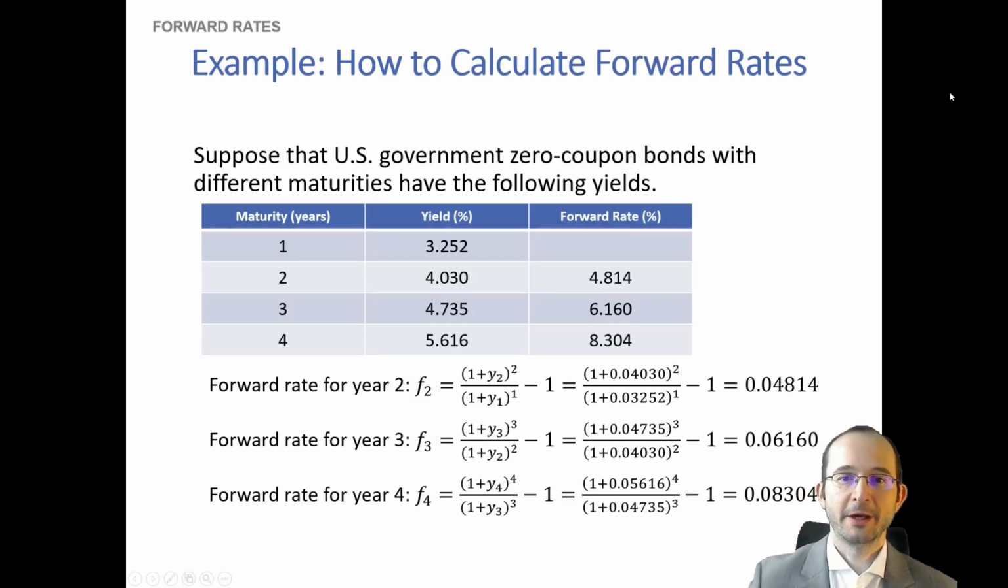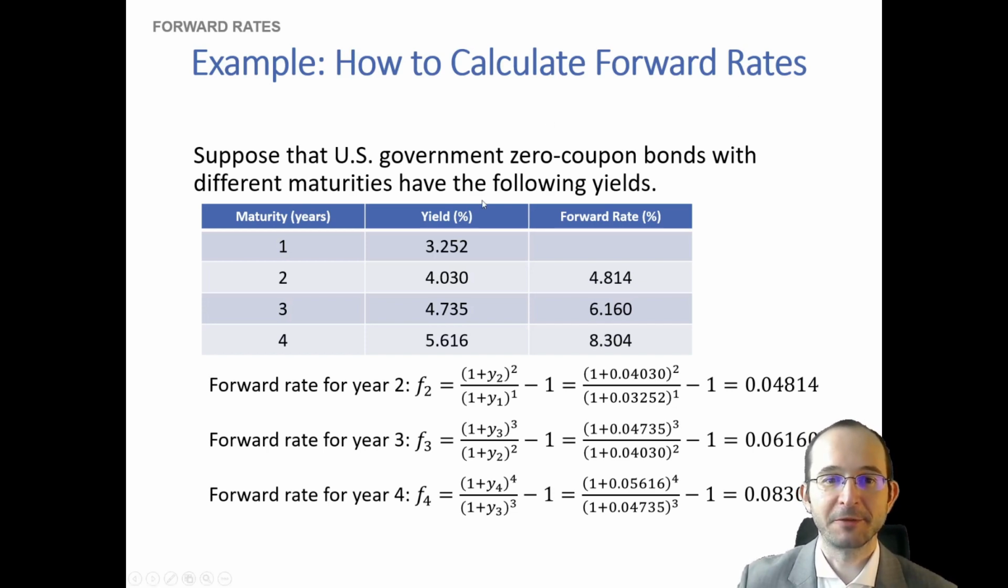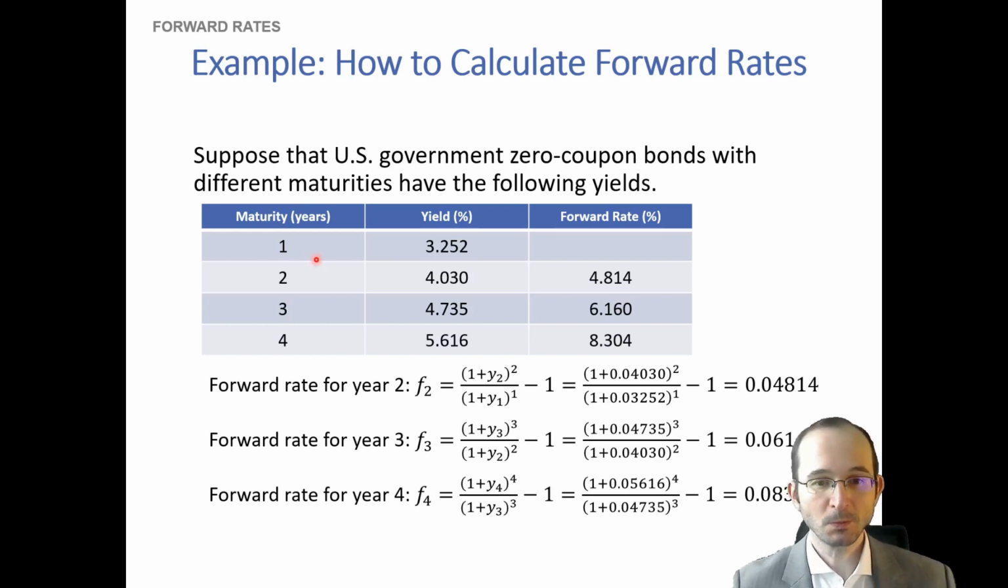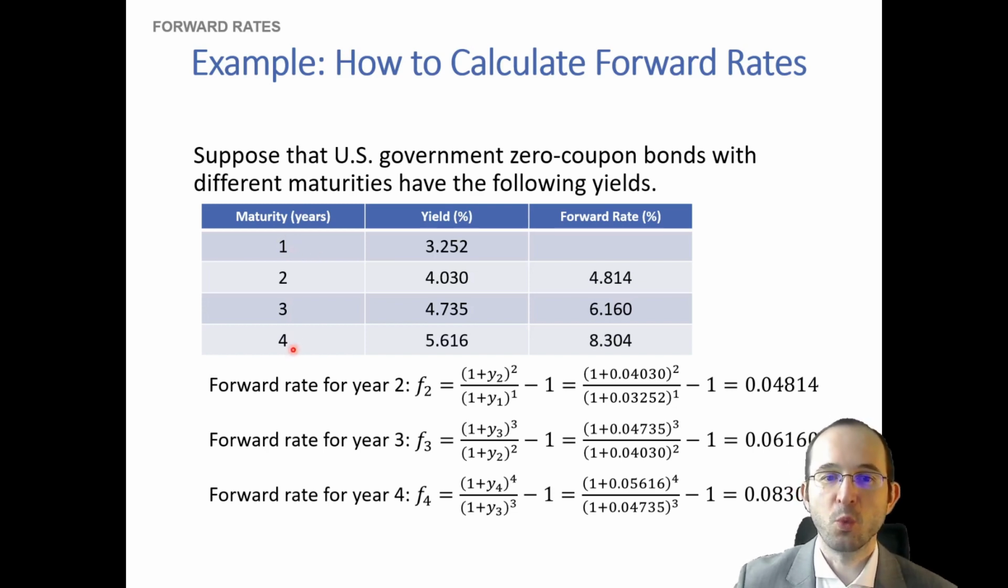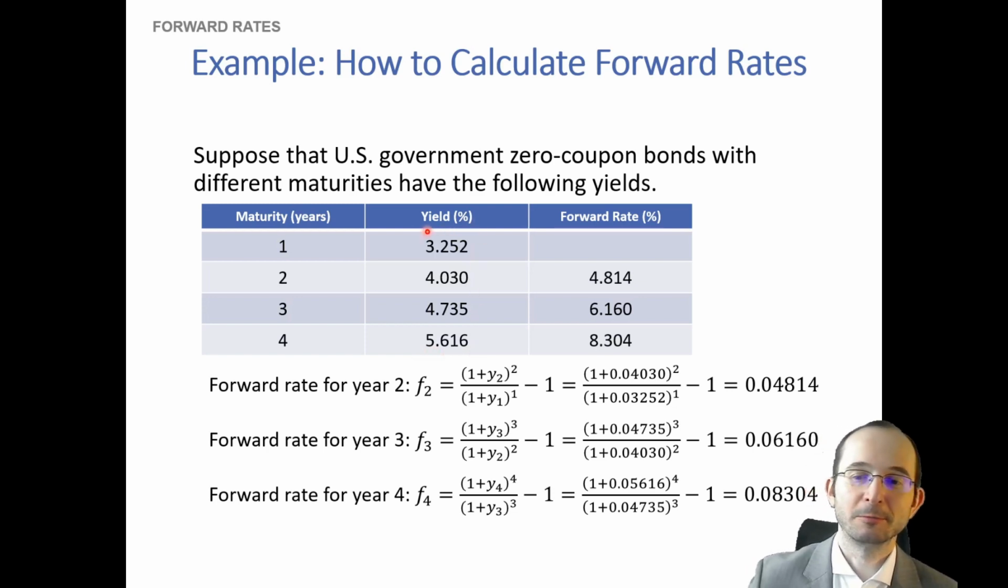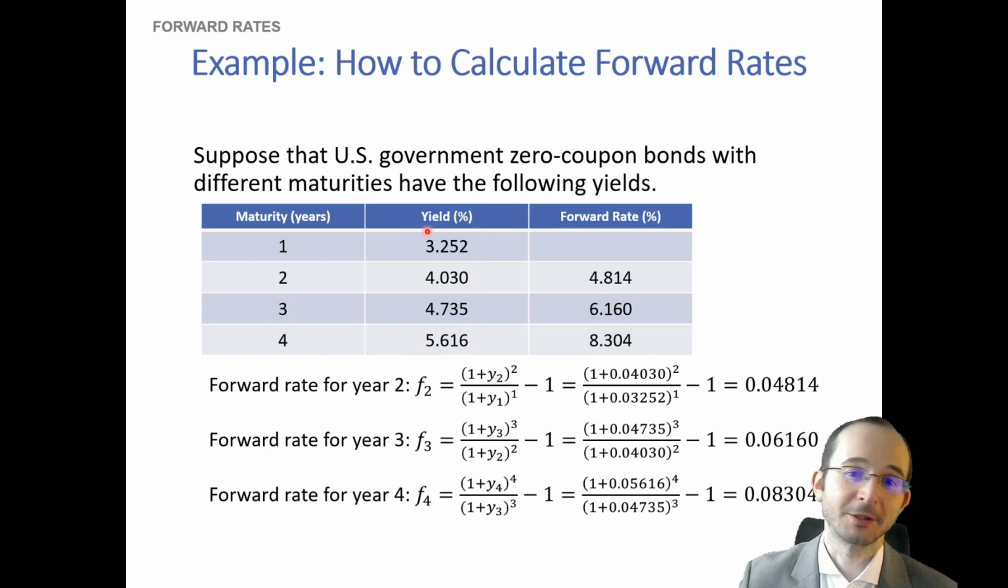So let's say that we have a time series or a plot of zero coupon bonds at different maturities of years 1 through 4. They're issued by the same entity. Let's say it's the US government. And each of these zero coupon bonds maturing in years 1 through 4 have different but known prices, because these are currently observed prices and therefore currently observed yields.